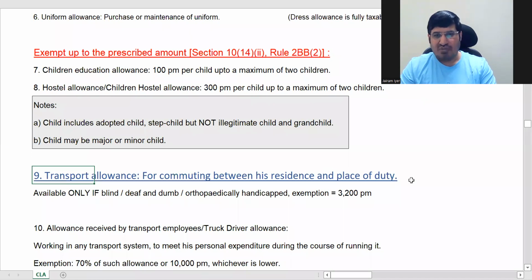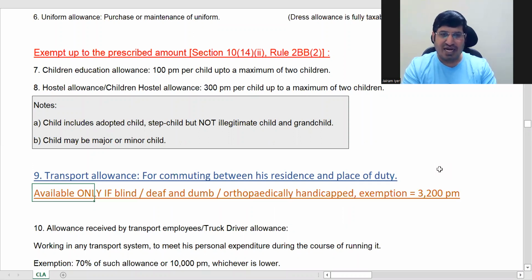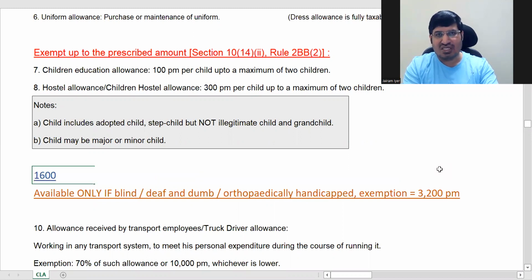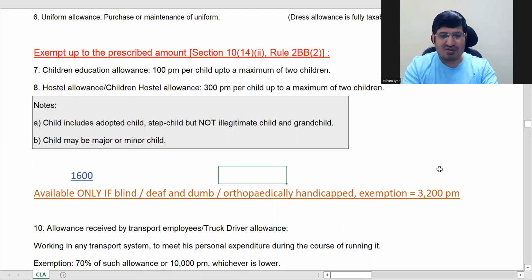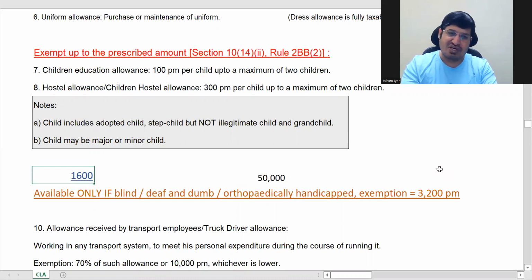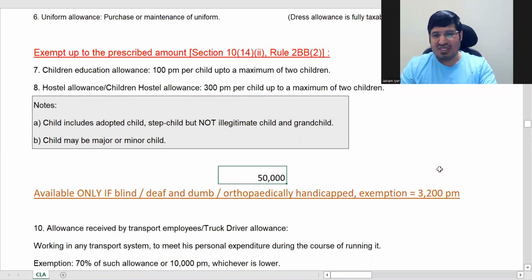Okay, commuting between residence and place of duty, and deduction is available only if blind, deaf and dumb or orthopedically handicapped. Exemption is 3,200 per month. So here earlier it was 1,600 for all employees. Okay. But after standard deduction, earlier it was 40,000, it was increased to 50,000. Standard deduction was increased to 50,000 and this was withdrawn. Okay. So you don't have this 1,600.